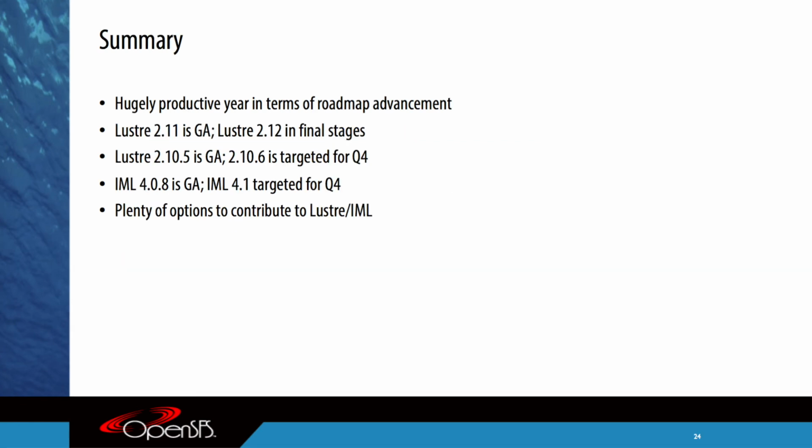So just to summarize again, it's been a very productive year in terms of roadmap advancement. The 2.11 release is already available, and 2.12 will be coming soon. We should have a 2.10.6 release by the end of the year. IML 4.0.8 is the latest version of that, and new versions come out very soon, within only a day or two of the last releases that they work with. And that's everything I have.